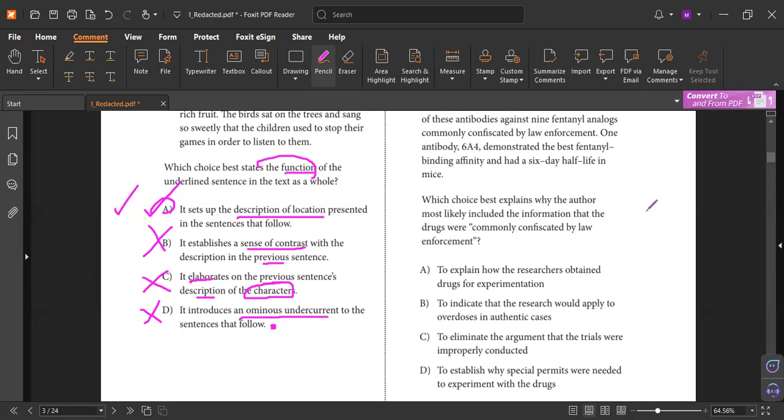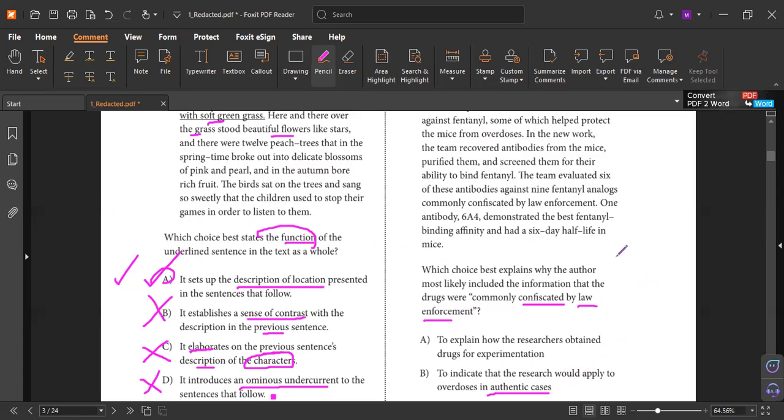Letter D: why special permits were needed to experiment with the drugs? Wrong. Here, why drugs were commonly confiscated by law enforcement? What does confiscated mean? It's done by law enforcement. Why? Because they want to check that it is workable, applicable, and practical in authentic cases. Yes or no? Yes.